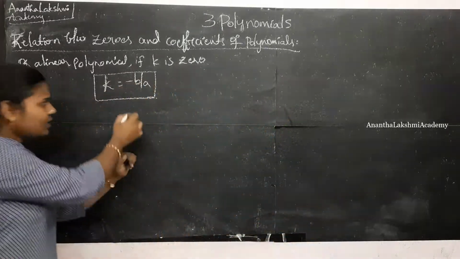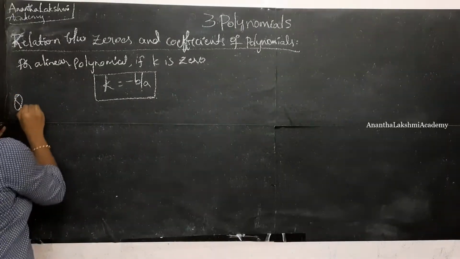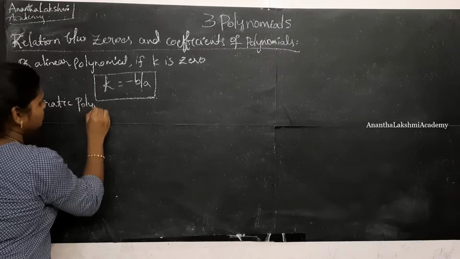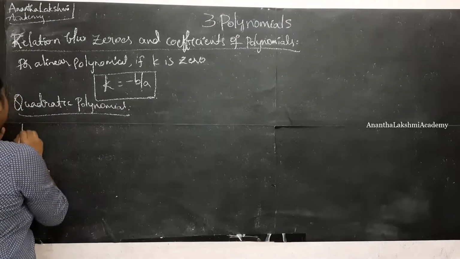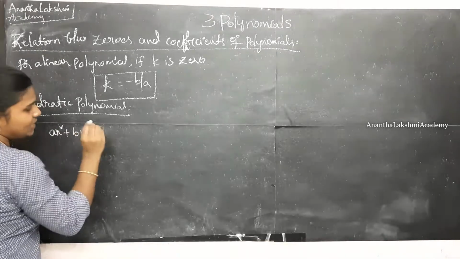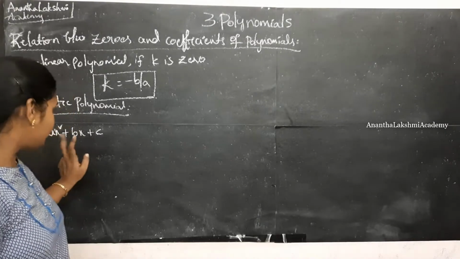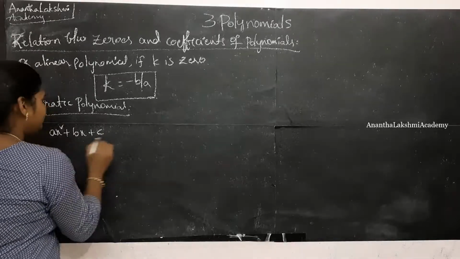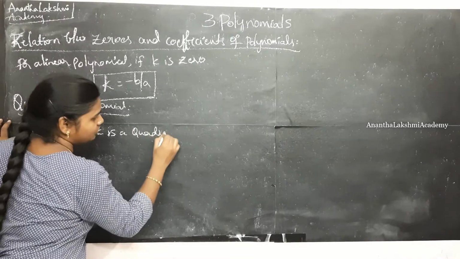Already this relation we have extracted in the earlier classes, but I am going to do this for a quadratic polynomial. What is a quadratic polynomial? Let ax square plus bx plus c be a quadratic polynomial. Is it a quadratic polynomial? Yes. Why? The degree of the polynomial is 2. So I am going to assume this is a quadratic polynomial.